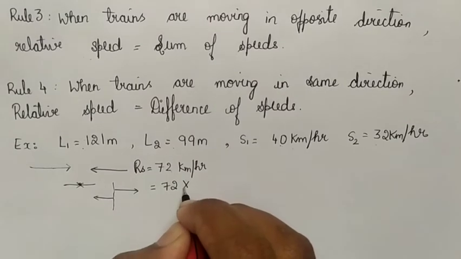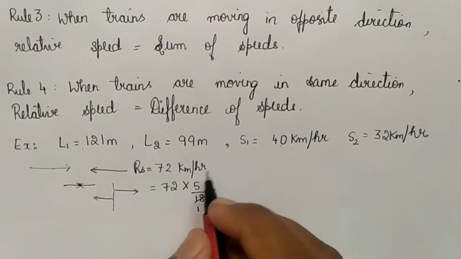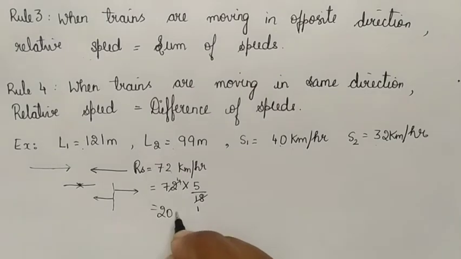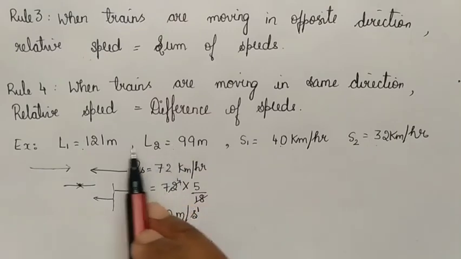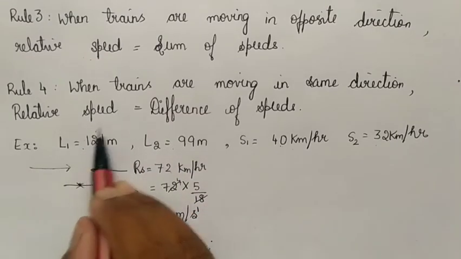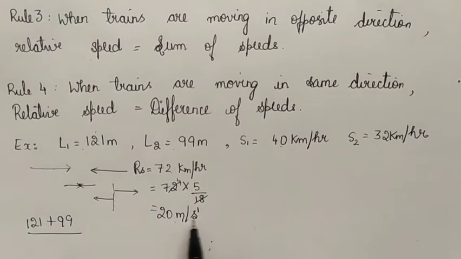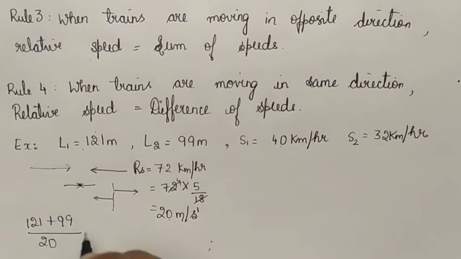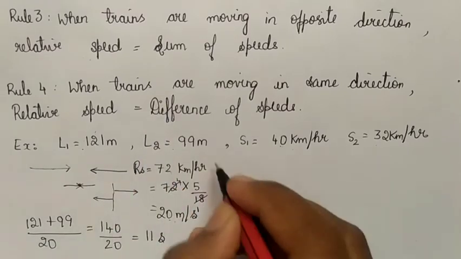72 into 5 by 18. 18 ones are 18, fours are 4, so this will give me 20 meters per second. This is the relative speed of both trains. Then in order to find the time, I will have to add these two lengths, 121 plus 99. This is the total length that the trains must cover with a relative speed of 20. 121 plus 99 gives me 220, so 220 by 20. So the total time required for the trains to pass each other is 11 seconds when they are moving in the opposite direction.